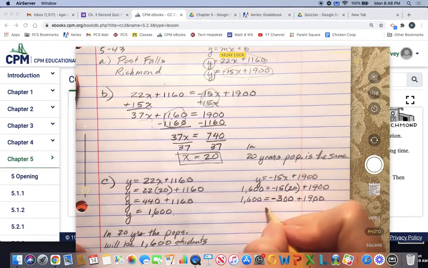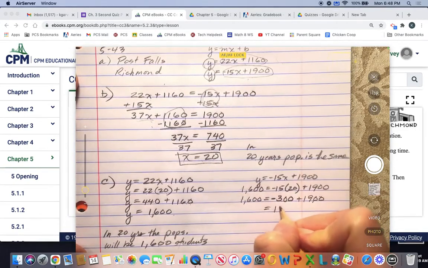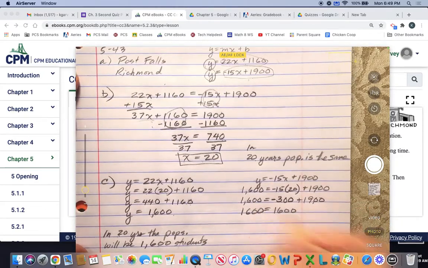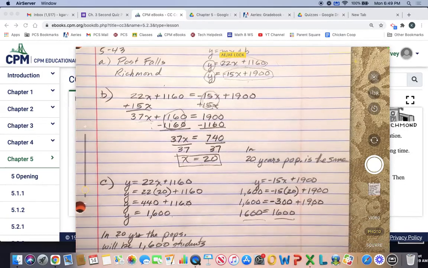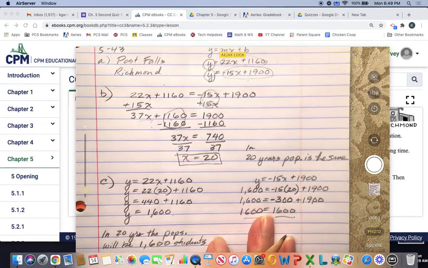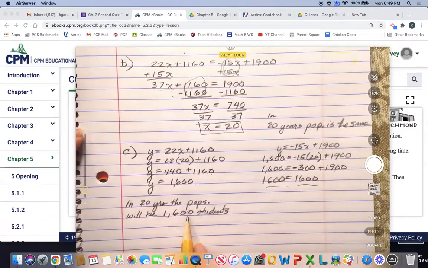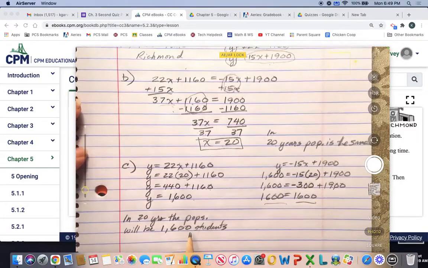If we add these two together, we get 1,600. And that's what we have over here. So they are equal. And so we've just checked that these numbers, 20 years and 1,600 students, are correct.